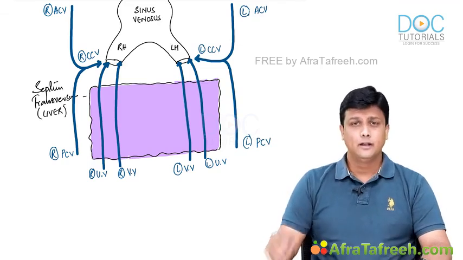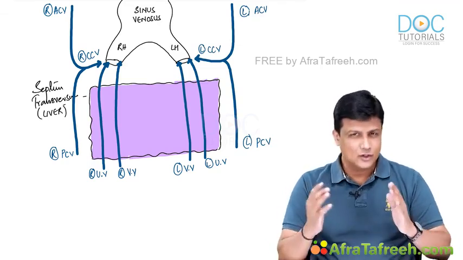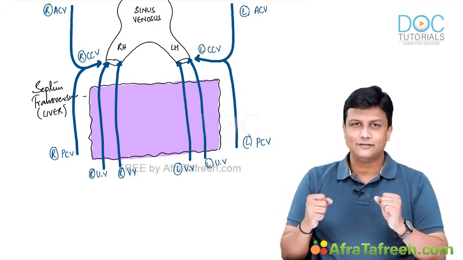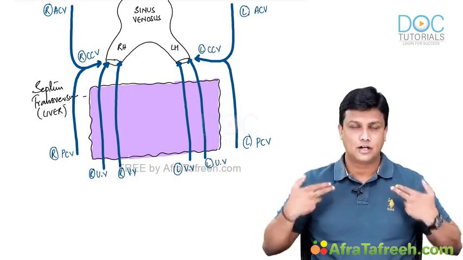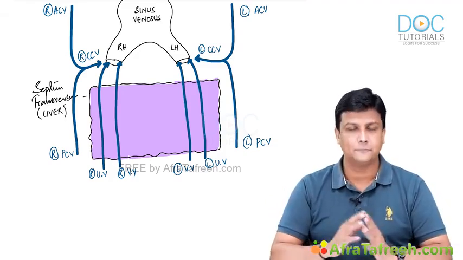Hope you're understanding the diagram. Previously, whatever diagram I have drawn, that was actually in the side view. Now it's like embryo, we are turning in the front and we are seeing from the front. So it's like right and left anterior, right and left posterior, combining together to form the common cardinal vein.